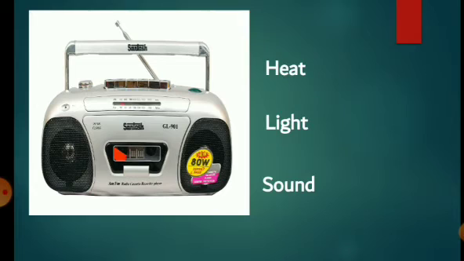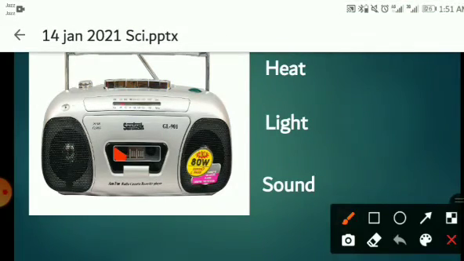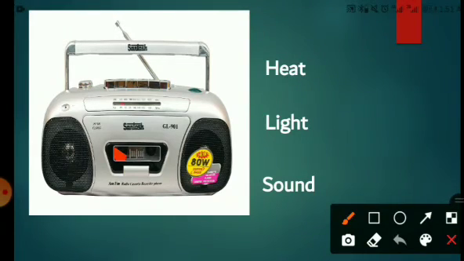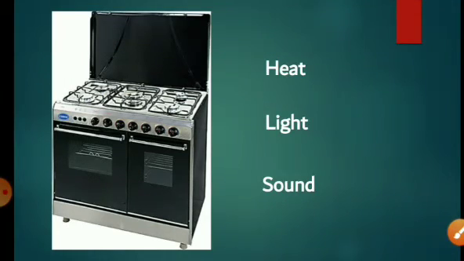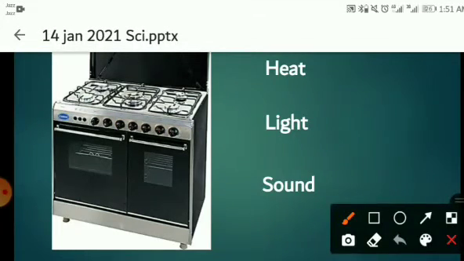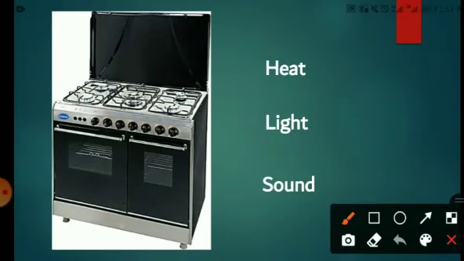That is a tape recorder. When we switch on the tape recorder, it gives us heat, light, or sound. Obviously, it gives us sound. We will tick on the sound. Next one is a microwave oven. When we switch on the microwave oven, it gives us heat, light, or sound. It gives us heat.